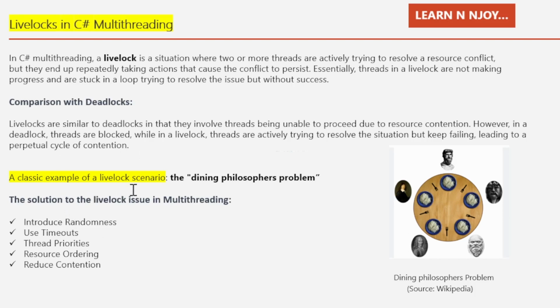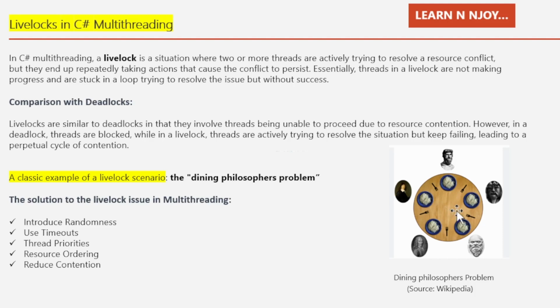A classic example of a livelock scenario is the dining philosophers problem. In this scenario, we have a group of philosophers sitting around a table and they share a limited number of forks. In order to eat, a philosopher needs two forks, one on their left, the other on their right. They pick up the forks, eat, and then put the forks back down for others to use. Now the catch is that these philosophers are polite and considerate. If they can't get both forks, they put down the one they have. This politeness can lead to a situation where all philosophers are constantly offering forks to each other, but they never actually eat. This is the classic example of a livelock.